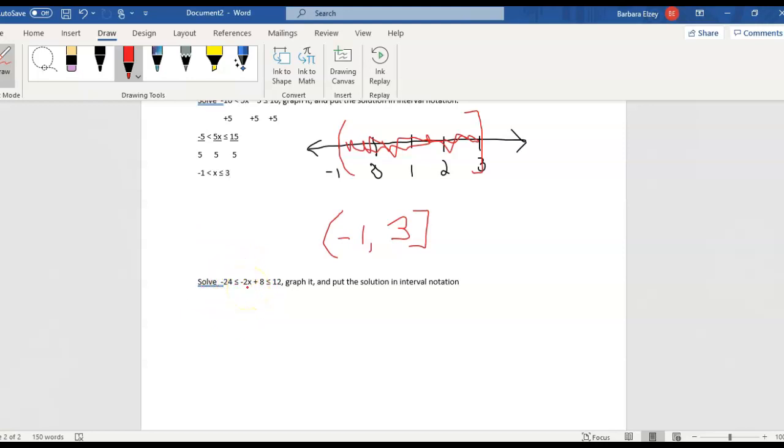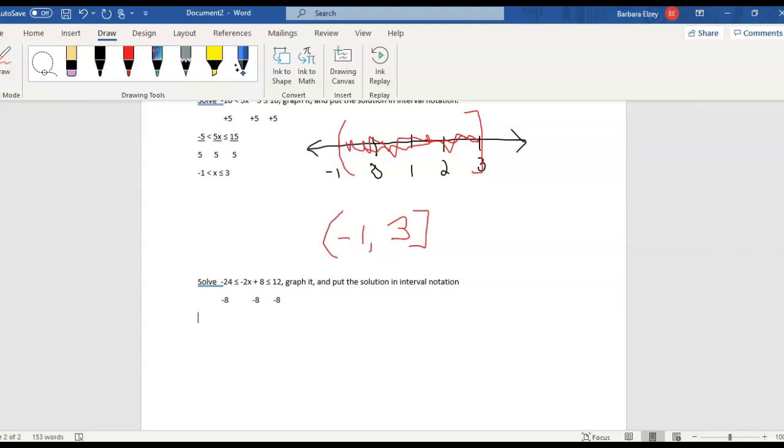So if we were solving negative 2x plus 8 is less than or equal to 12, we would subtract 8 on both sides. But let's subtract 8 on all 3 sides, to the left, to the middle, and to the right. Okay, let me get out of the draw feature here. And I will subtract 8 from the left. Subtract 8 in between the two inequalities. And subtract 8 from the right.